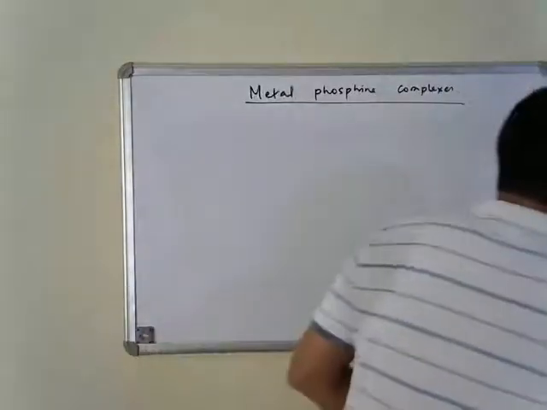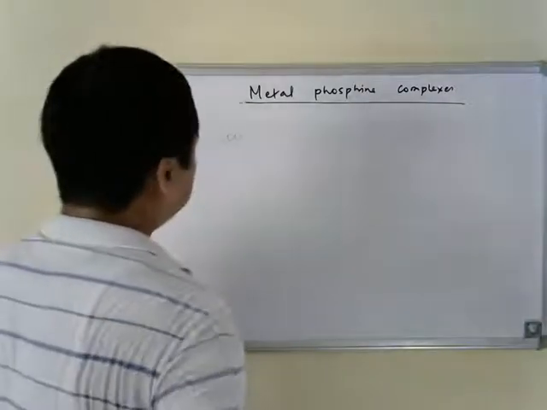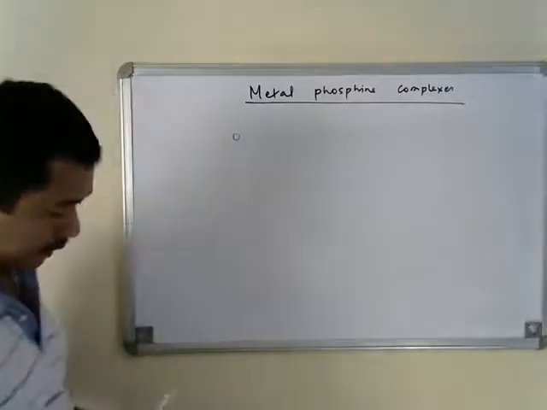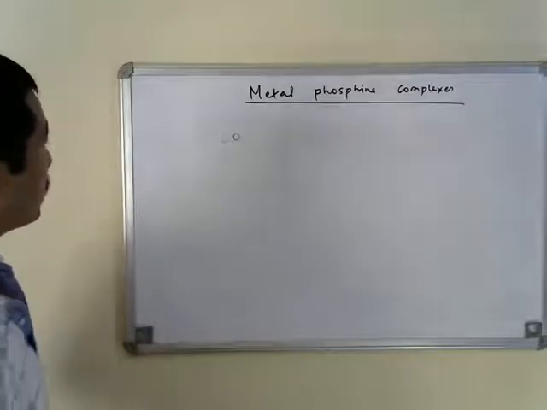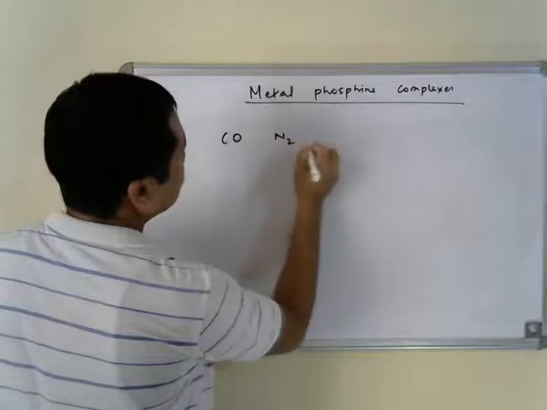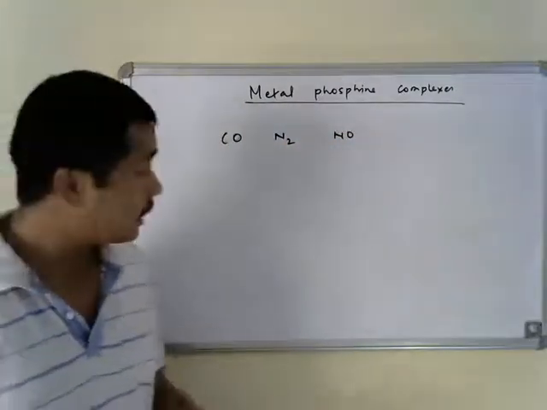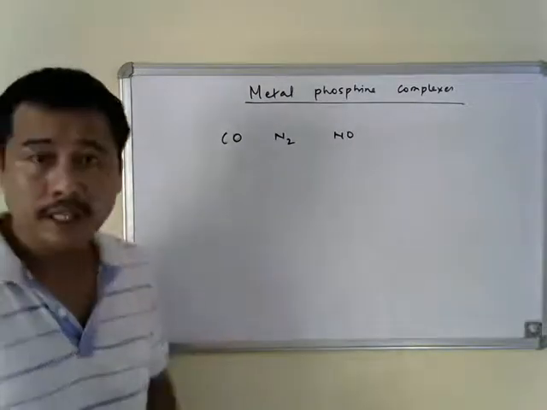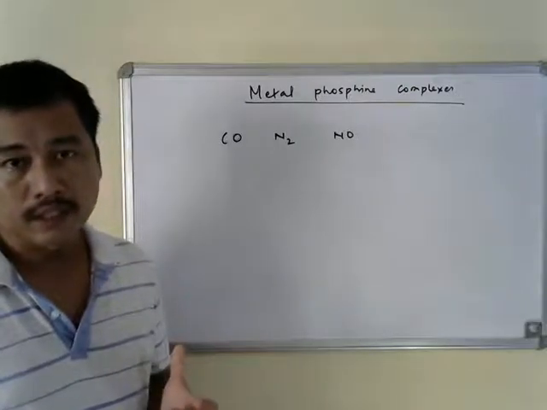Now, when we have ligands like CO or dinitrogen or nitrosyl, which are sterically not very demanding, so as we see carbon monoxide or dinitrogen or NO, these pi acceptor ligands which we have discussed are not sterically very demanding, and that is why we can have as many ligands as required to satisfy the 18 valence electron rule.